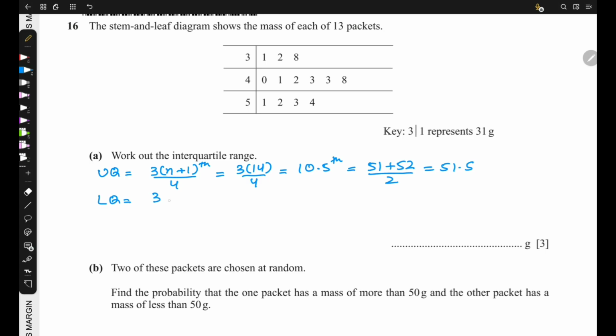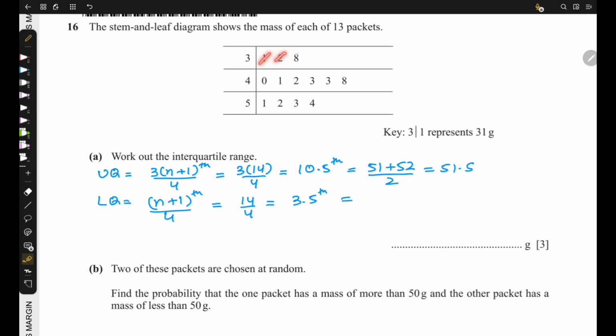Similarly, we have to find the lower quartile. The formula for the lower quartile is n plus 1 over 4th term or 4th value. N is 13. 13 plus 1 is 14 over 4. That is the 3.5th value. Where is the 3.5th value? This is first, second, third, fourth. So it would be in the middle of 38 and 40. Again, we have to find the mean of 38 and 40, or you can directly tell me the value of the 3.5th term, that is 39.